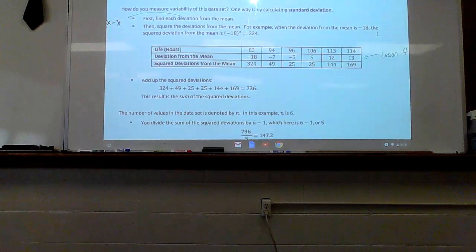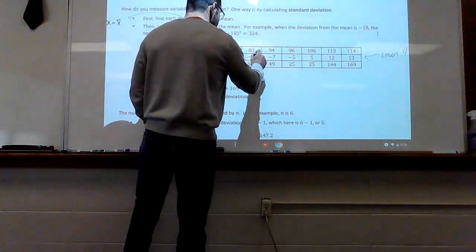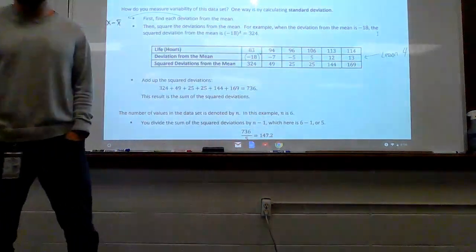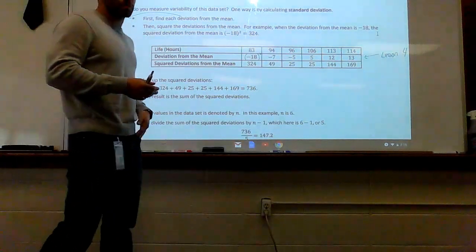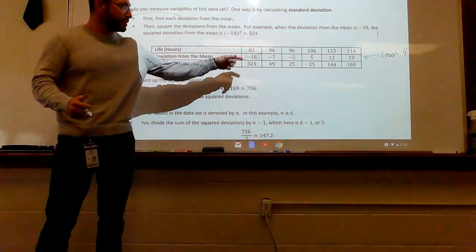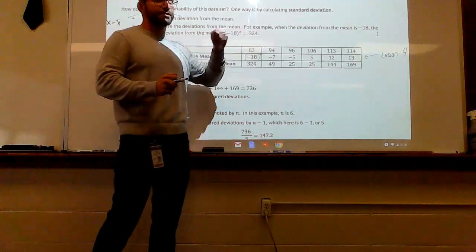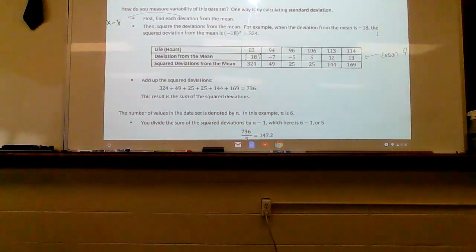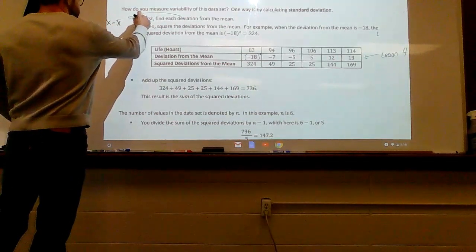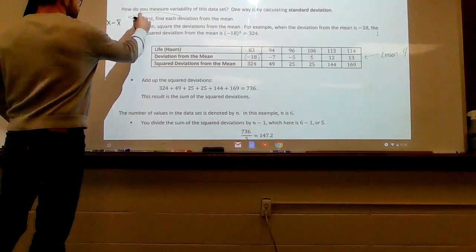To begin to find the standard deviation, we need to square each deviation. That means I'm taking this and I'm going to square it. When I square a number, it's going to be positive. So even though it's negative 18, negative 18 squared is negative 18 times negative 18, which is 324. Negative 7 squared, 49. Negative 5 squared, 25, and so on and so forth. So we have our first step. We have our second step.